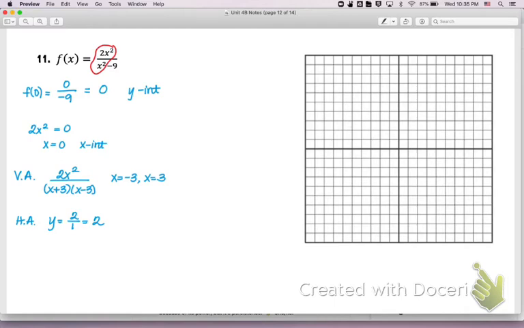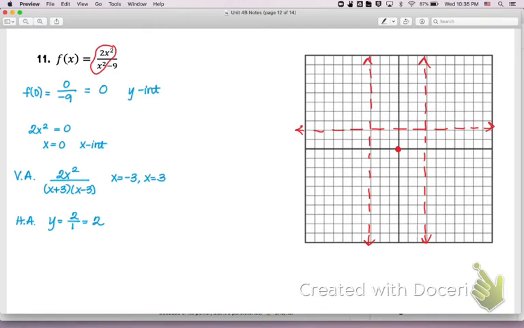Let's put this on the graph then. Our y-intercept is 0. Our x-intercept is also 0. Got that. We have 2 vertical asymptotes here. So we're at -3, and also at +3. And then we also have a horizontal asymptote through 2. So it looks like that. Okay. So I have no idea what this graph is going to look like based on this.